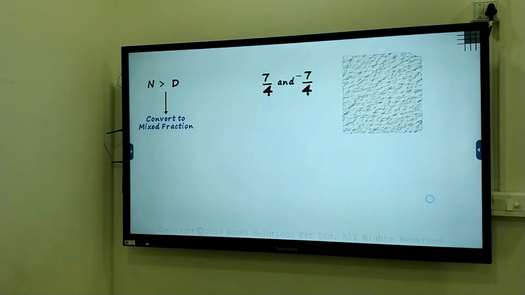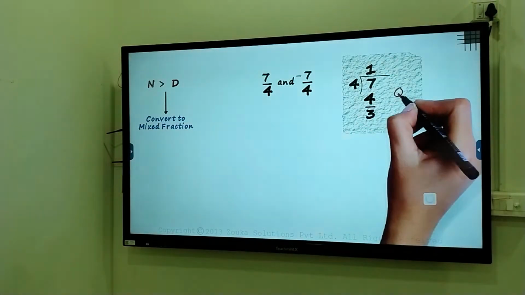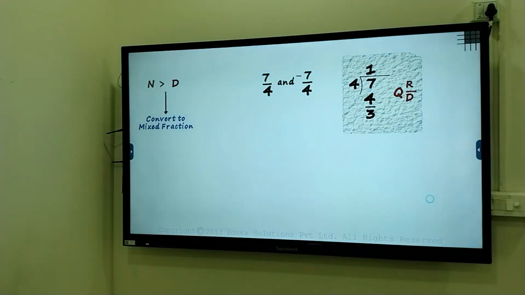We only have to divide 7 by 4. We get the quotient as 1 and the remainder as 3. So we write the mixed fraction as quotient, remainder by divisor. This is the whole part and this is the fractional part. So we can write 7 by 4 as 1, 3 by 4. 1 is called the whole number part and 3 by 4 is called the proper fraction part.